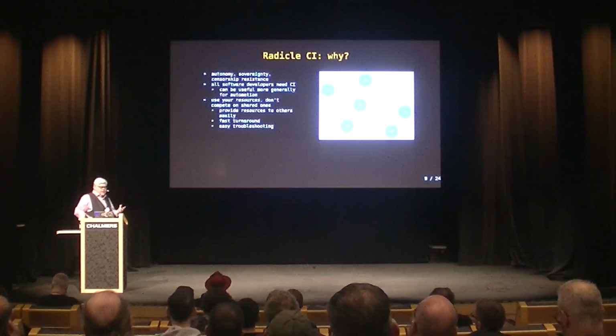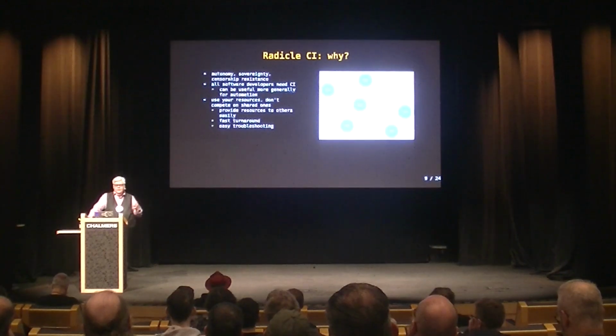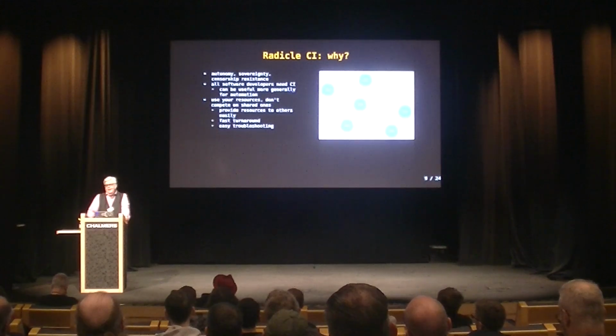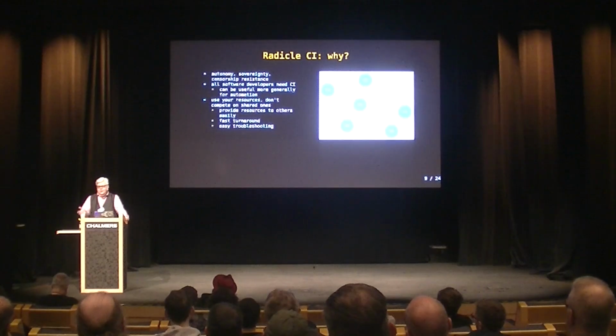If you use a centralized CI system, you're usually using shared resources, which means that you're competing on those resources with others. If you work for an organization and they provide the resources, there might still be 1,000 people who want to use the same machine. And that can mean long queues. With Radicle CI, you can set things up so that you use your own hardware as the developer, so you don't have to wait, which is quite practical.